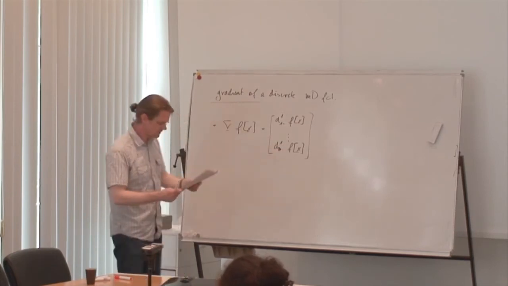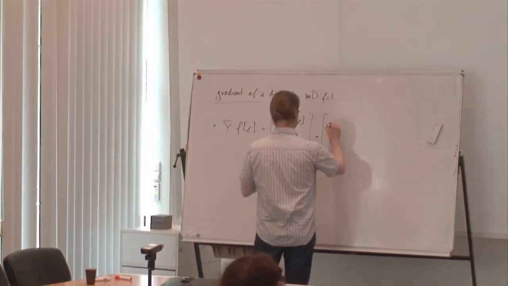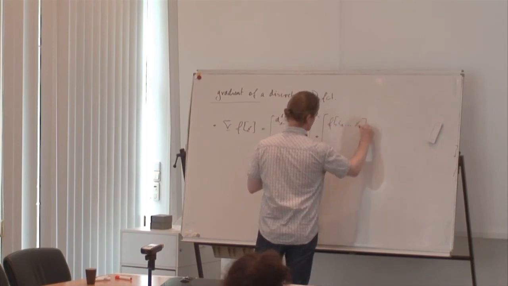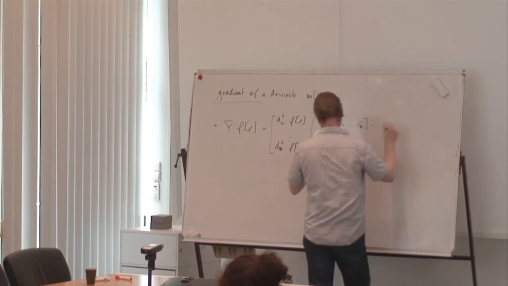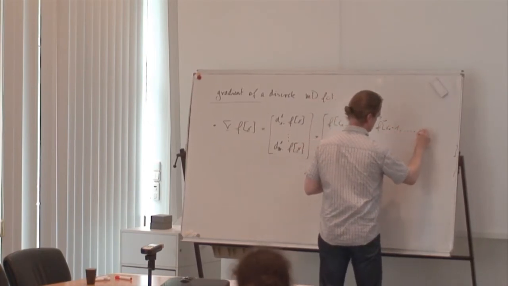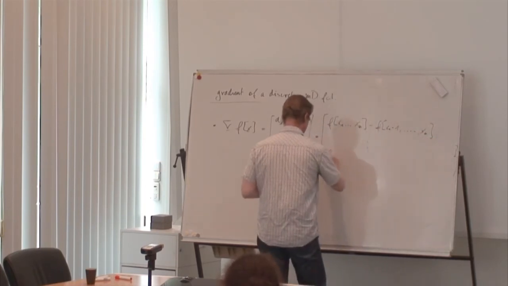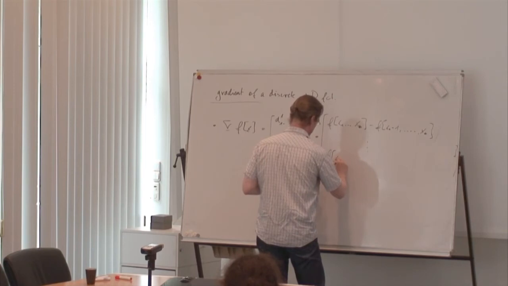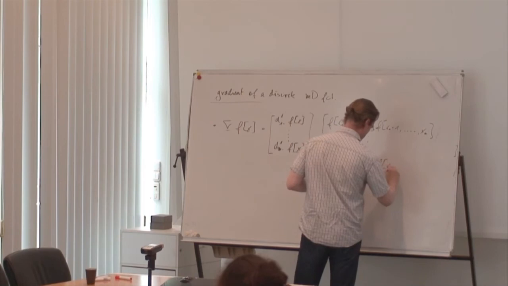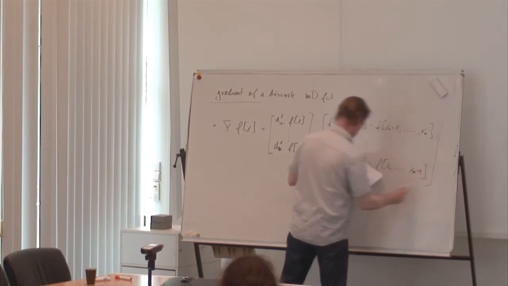If we really would have to write it out, we could write it as f of x1 all the way to xm minus f of x1 minus 1 all the way to xm. And this would be f of x1 all the way to xm minus f of x1 all the way to xm minus 1. Right.